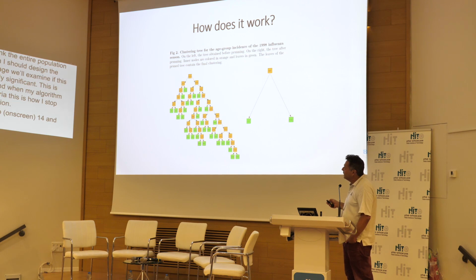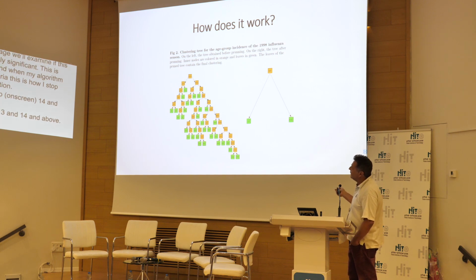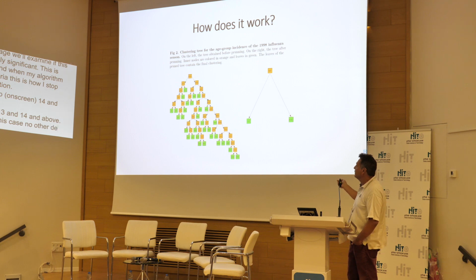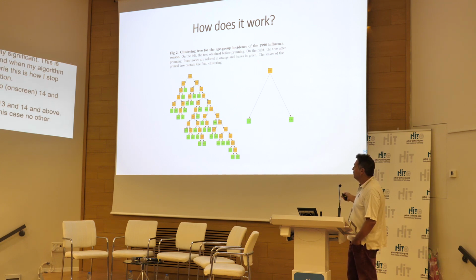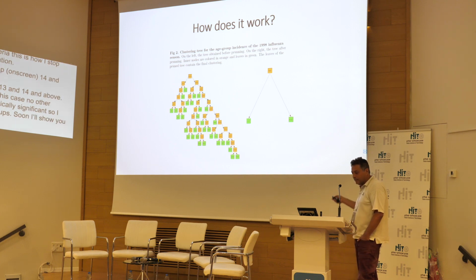And the way it was, I had one big population. I found the first division, which was here, 0 to 13, and 13 and above, okay? And then I tried to do another division, and in this case, no other divisions were statistically significant, so I end up with two groups. But if I had other ones, and I'll show you soon that we had other ones, then this population could be further divided.